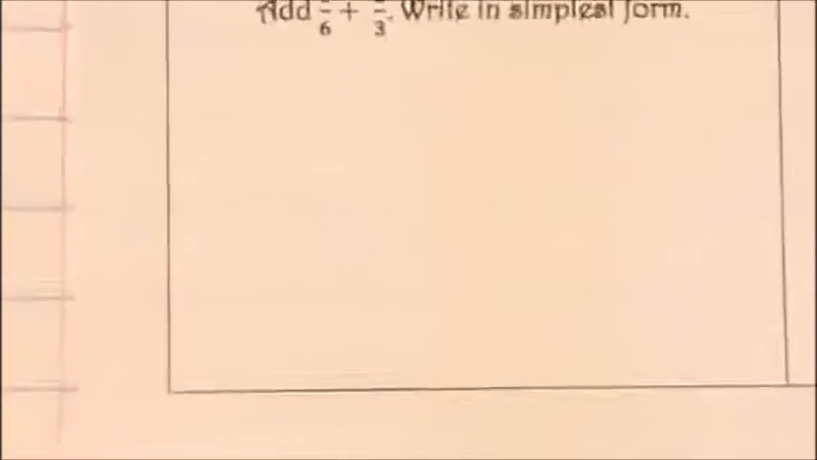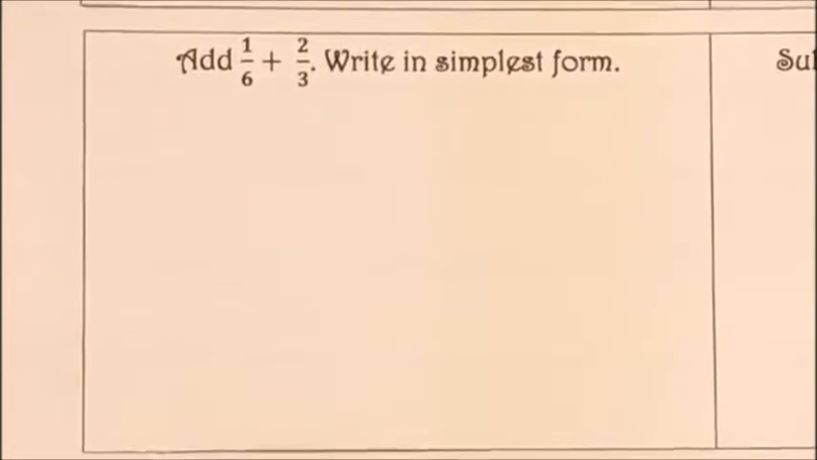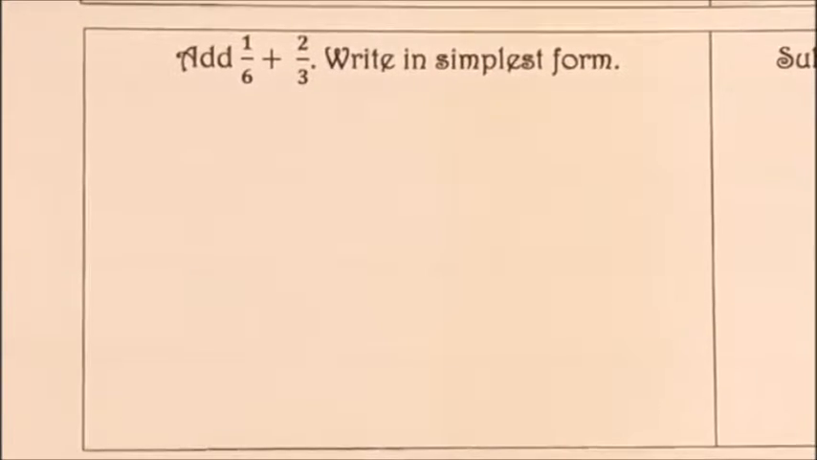Okay, there are 2 try it problems below. Go ahead, pause the video, try them out, and when you're done, we will go over the answers together. Now that you've tried the try it problems, let's go over the answers together. The first one I have is add 1/6 plus 2/3, write in simplest form.